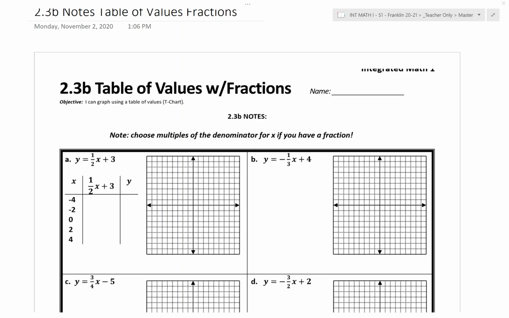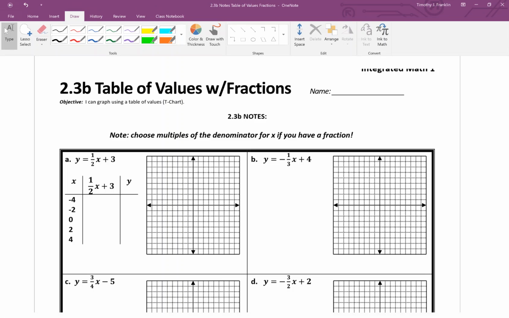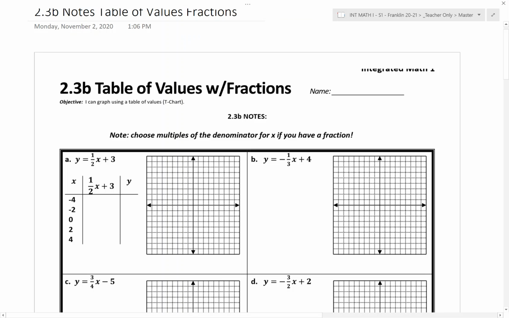Let's continue graphing equations using tables of values or t-charts. But what we're going to talk about in this video is specifically what to do if you have a fraction in your equation as a coefficient of x. So if you look at these examples right here, you can see x has a fraction as the coefficient.